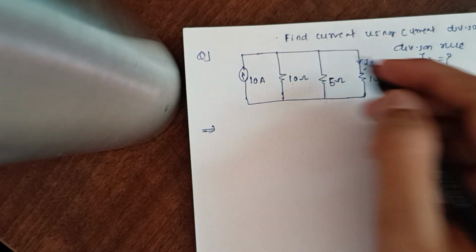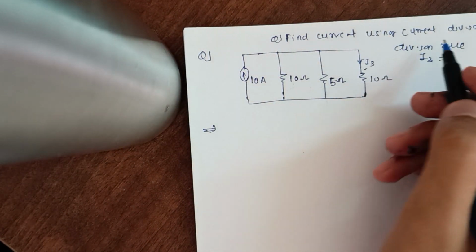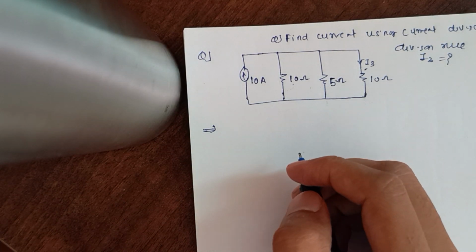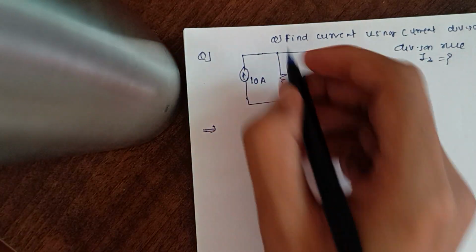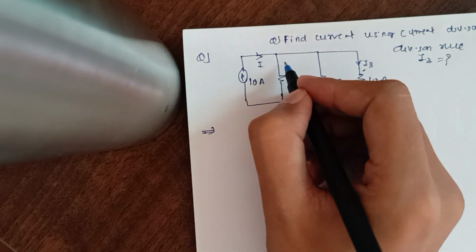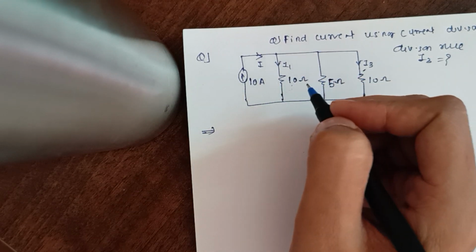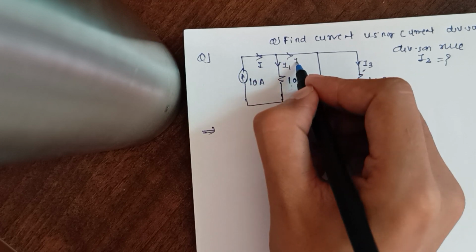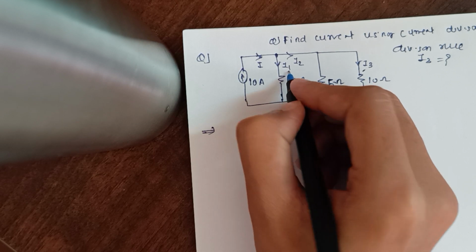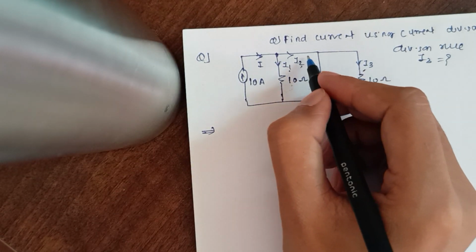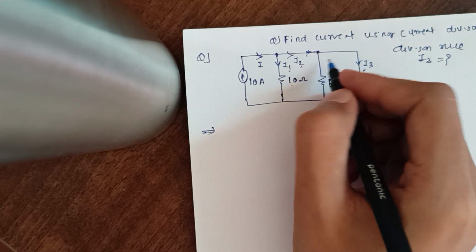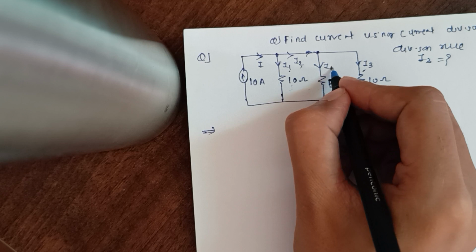First of all, we should know the question. I want to find the current I3 using the current division rule. What the current division rule says is, suppose I denote this current as I. It is going to divide into I1 and I2 at this particular node. Now this I2 comes into this node, and it is going to divide into this path I4 and I3.